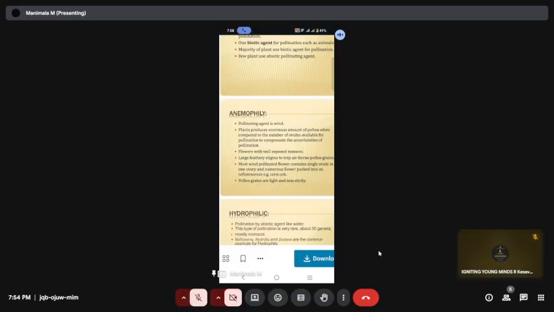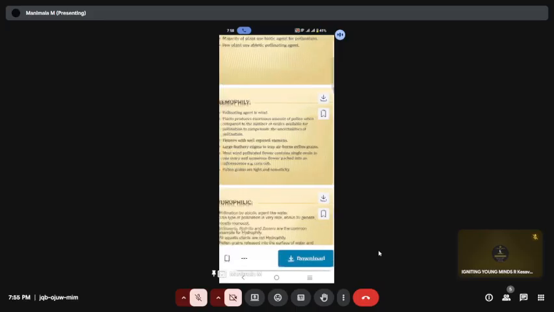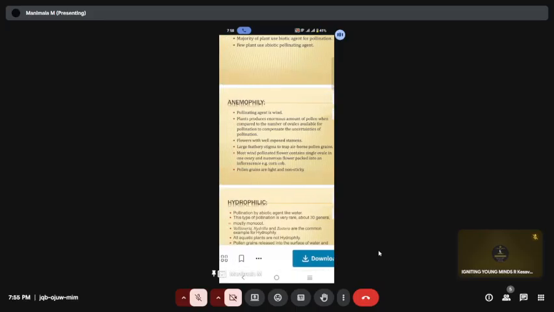The flowers should be very small. The inflorescence is generally packed, very small and well packed. The flowers have hairs, a large feathery stigma to trap the airborne pollen grains. These are some of the characters. Non-essential parts may be absent or reduced.